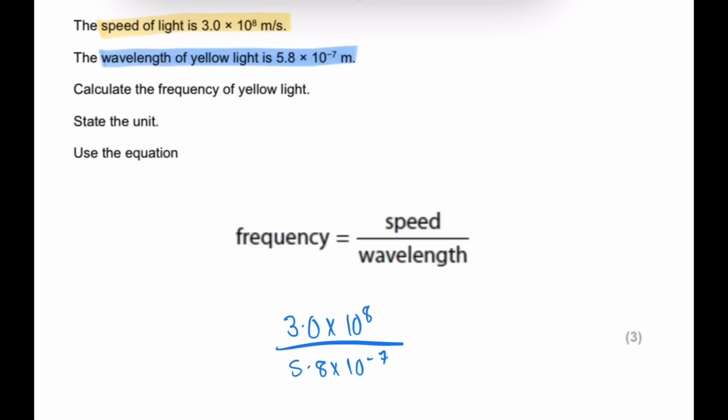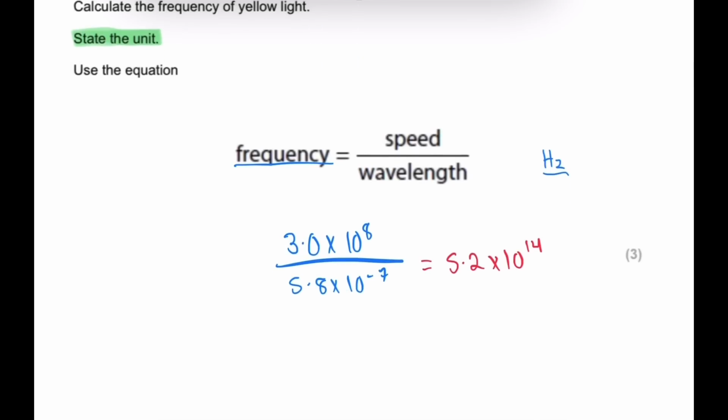And therefore, the answer is going to be 5.2 times 10 to the power of 14. And now, don't think that you are done. They tell you specifically to state the unit. And remember, the unit for frequency is the hertz. So it will be 5.2 times 10 to the power of 14 hertz. And that is our final answer.